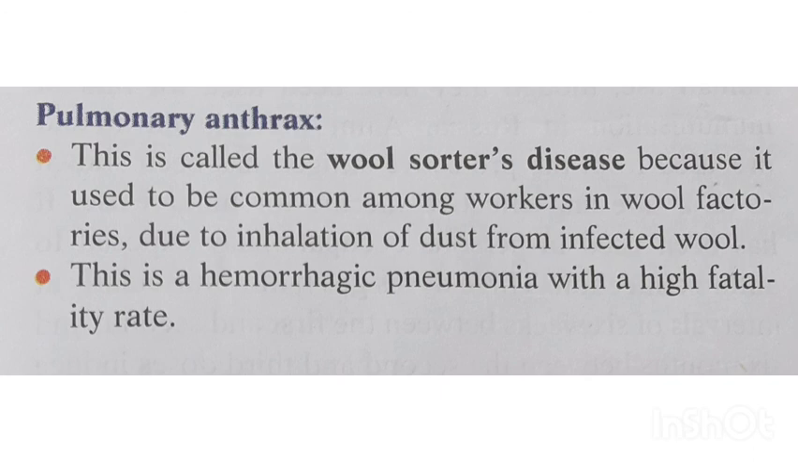Okay, and the main symptom is pneumonia, and pneumonia with hemorrhage, meaning bleeding, is known as hemorrhagic pneumonia, which is the symptom of pulmonary anthrax. And this pulmonary anthrax has a high fatality rate, or high death rate. Okay, then hemorrhagic meningitis is the complication of pulmonary anthrax.